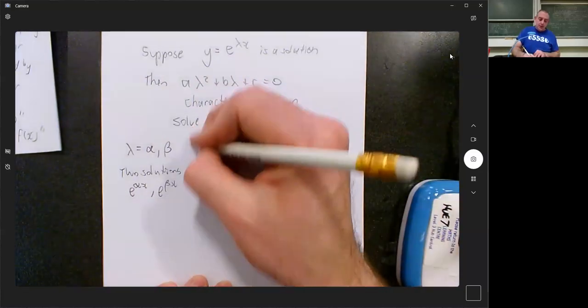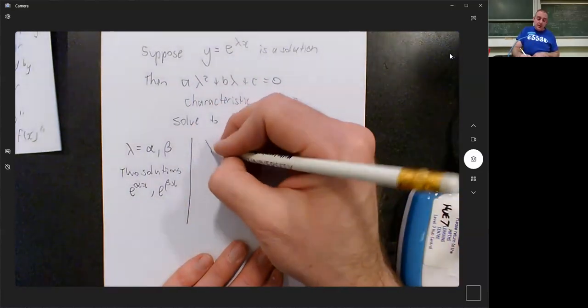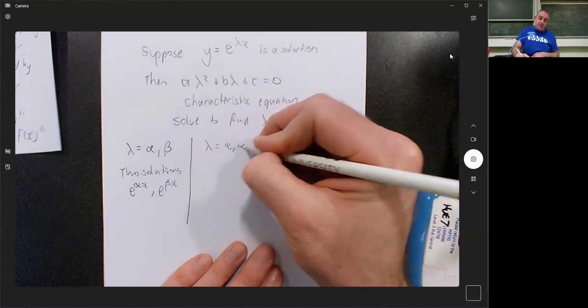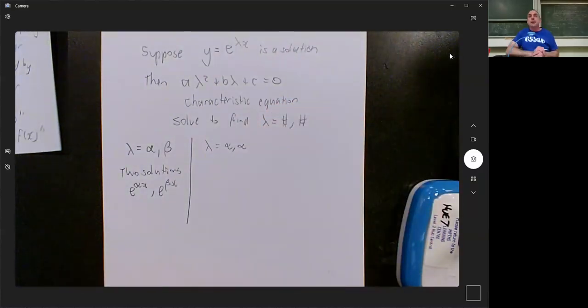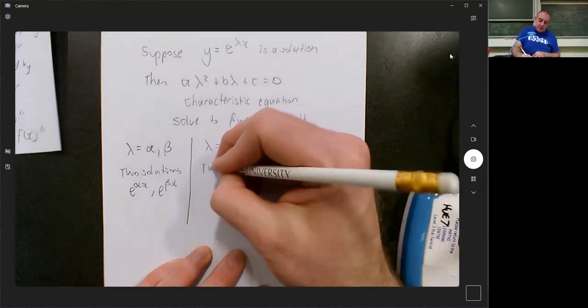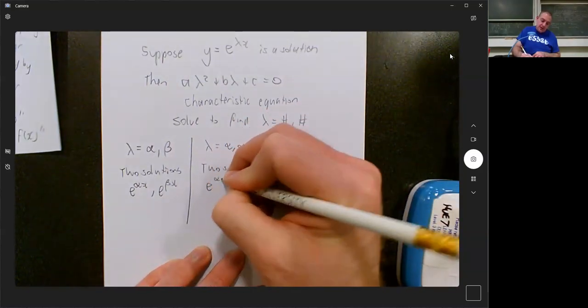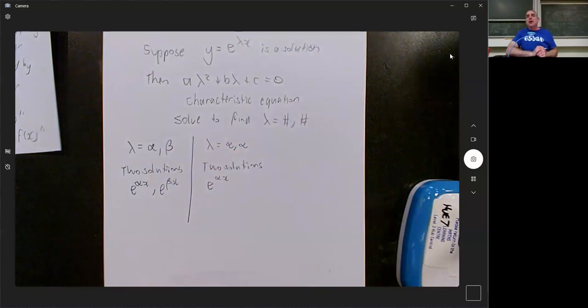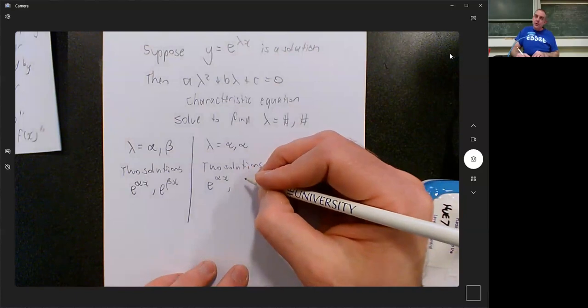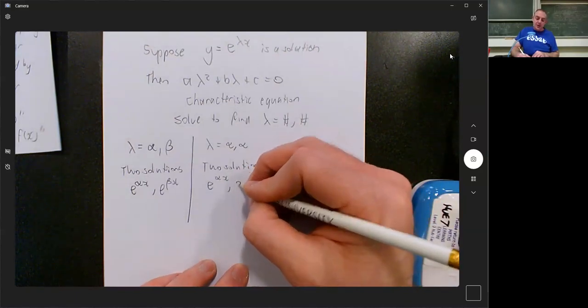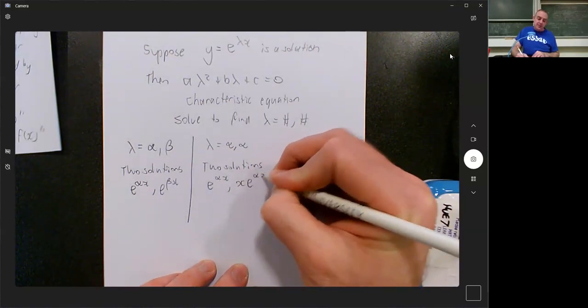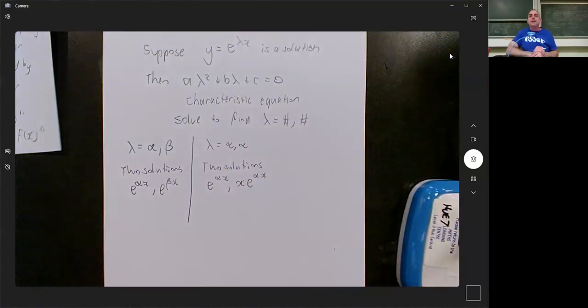Okay. The other thing that could happen is you could get two of the same answer. And in that case, the two solutions are e to the alpha x, and you can't use e to the alpha x again because it has to be different. And those who have trod this path before us have discovered that the other solution is x times e to the alpha x, because they've tried lots of things and this is the answer that worked.